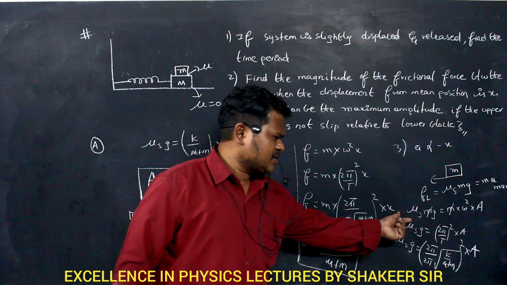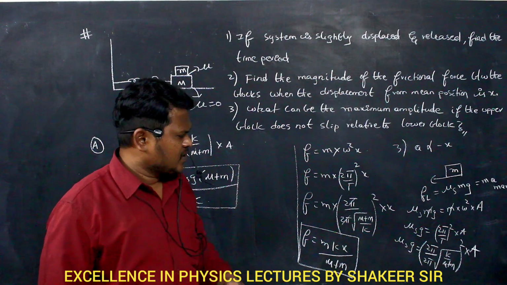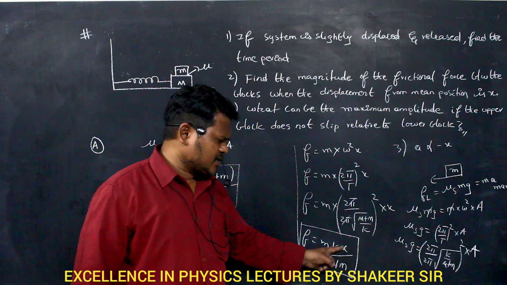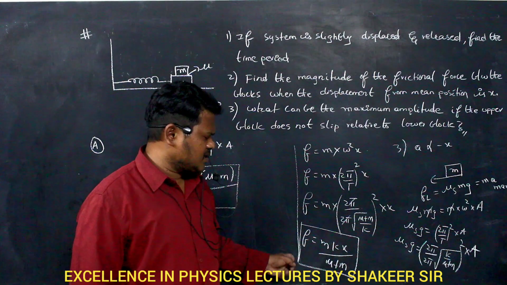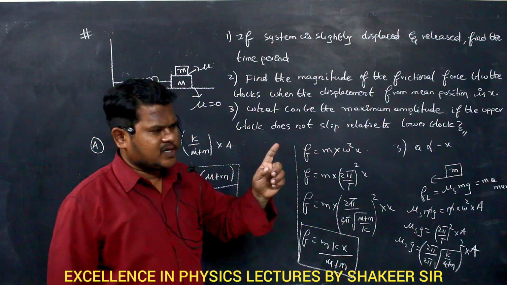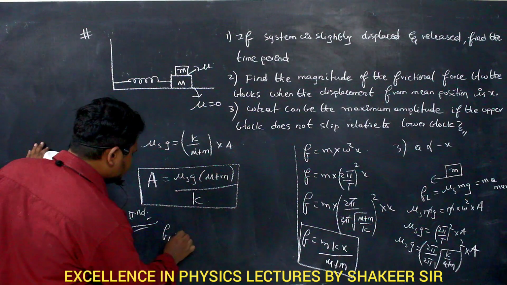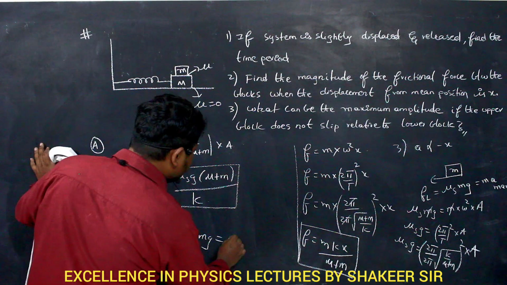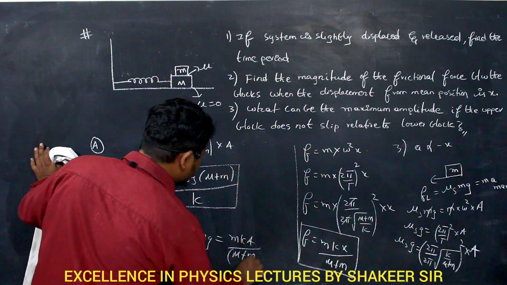This is the maximum friction that can be produced, and that maximum friction I can equate to this one. So instead of x, I write the A value. Clear? Because F is directly proportional to x here. Friction is directly proportional to x. So if x becomes A, then F becomes Fl. Therefore the maximum limiting friction, which equals mu s mg, can also be equated to mkA divided by (M plus m). I can equate like this also.